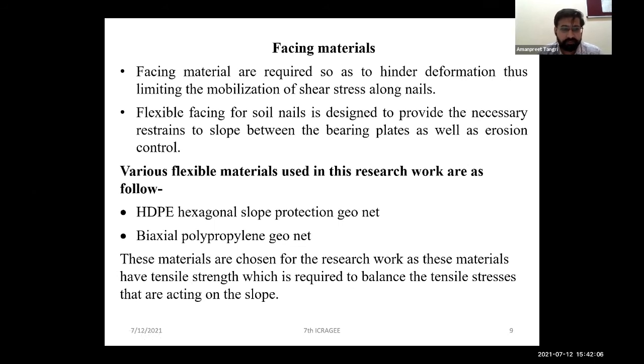Further, facing materials are required so that they could hinder the deformation, and thus limit the mobilization of shear stress along the nails as well. So we are considering the flexible facing for soil nail so that it can provide restraint to the slope between the bearing plates as well as erosion control. In the present research work, I had considered two materials, that is HDPE, hexagonal slope protection unit, and the biaxial polypropylene unit. These materials are chosen because they have the tensile strength required to balance the tensile stresses acting on the slope whenever we apply the load over that particular slope.